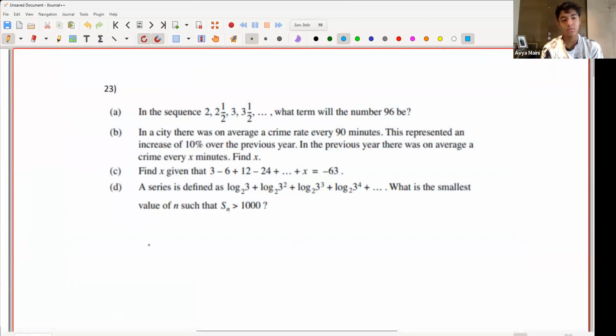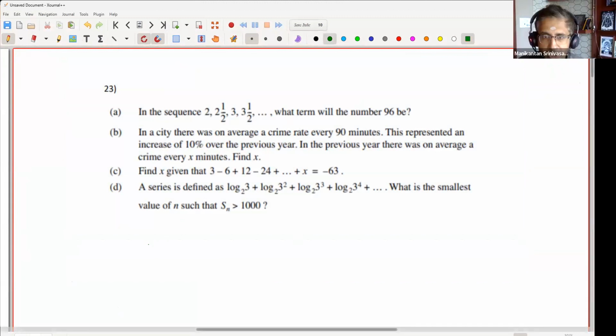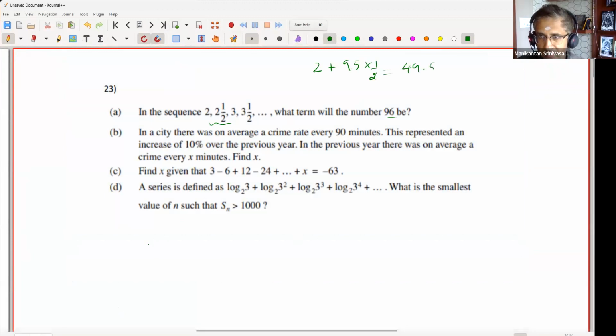Yes, sir. Okay, cool. In the sequence 2, 2.5, 3, 3.5, what term will be 96? That's easy. A plus n minus 1 times d. D is half. So it will be 49.5.